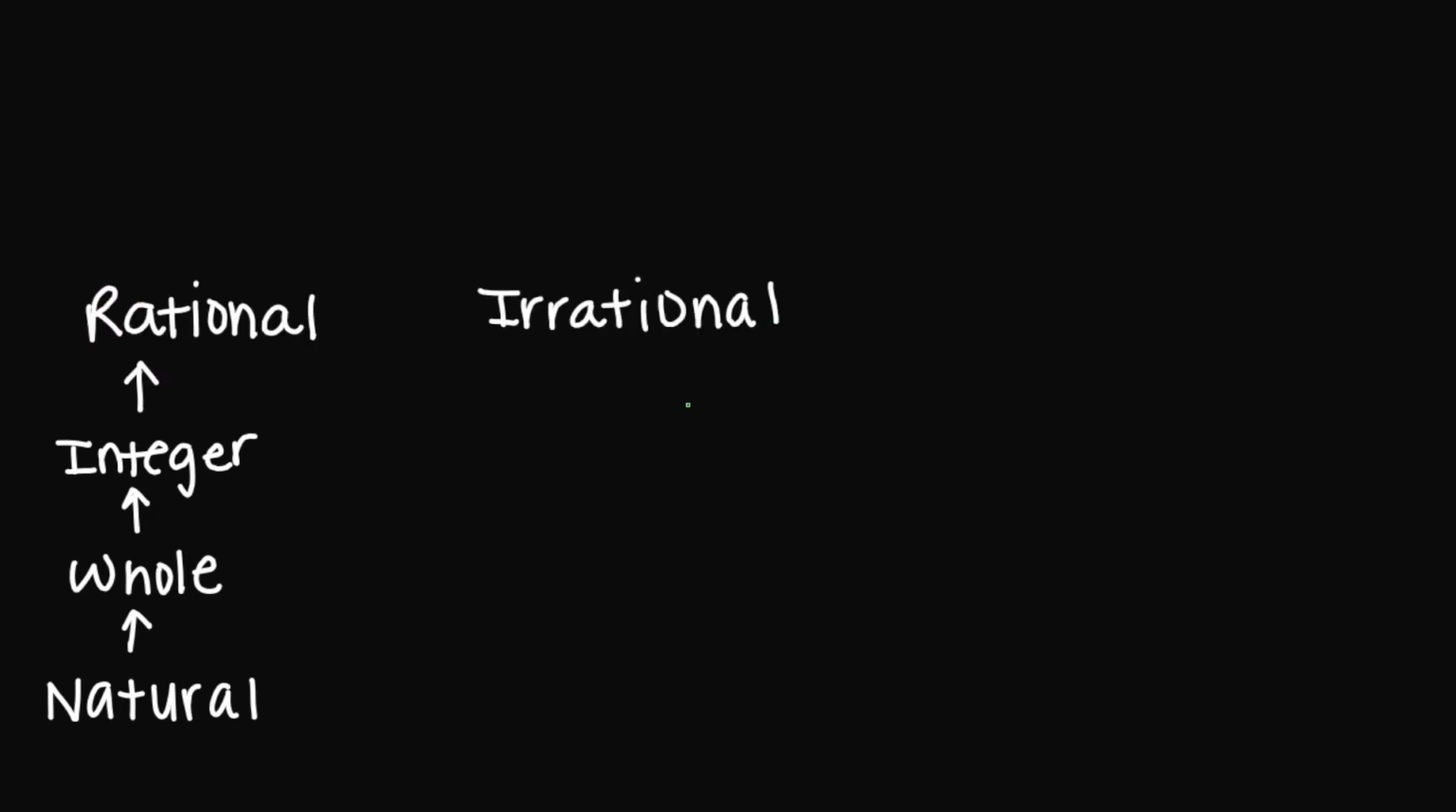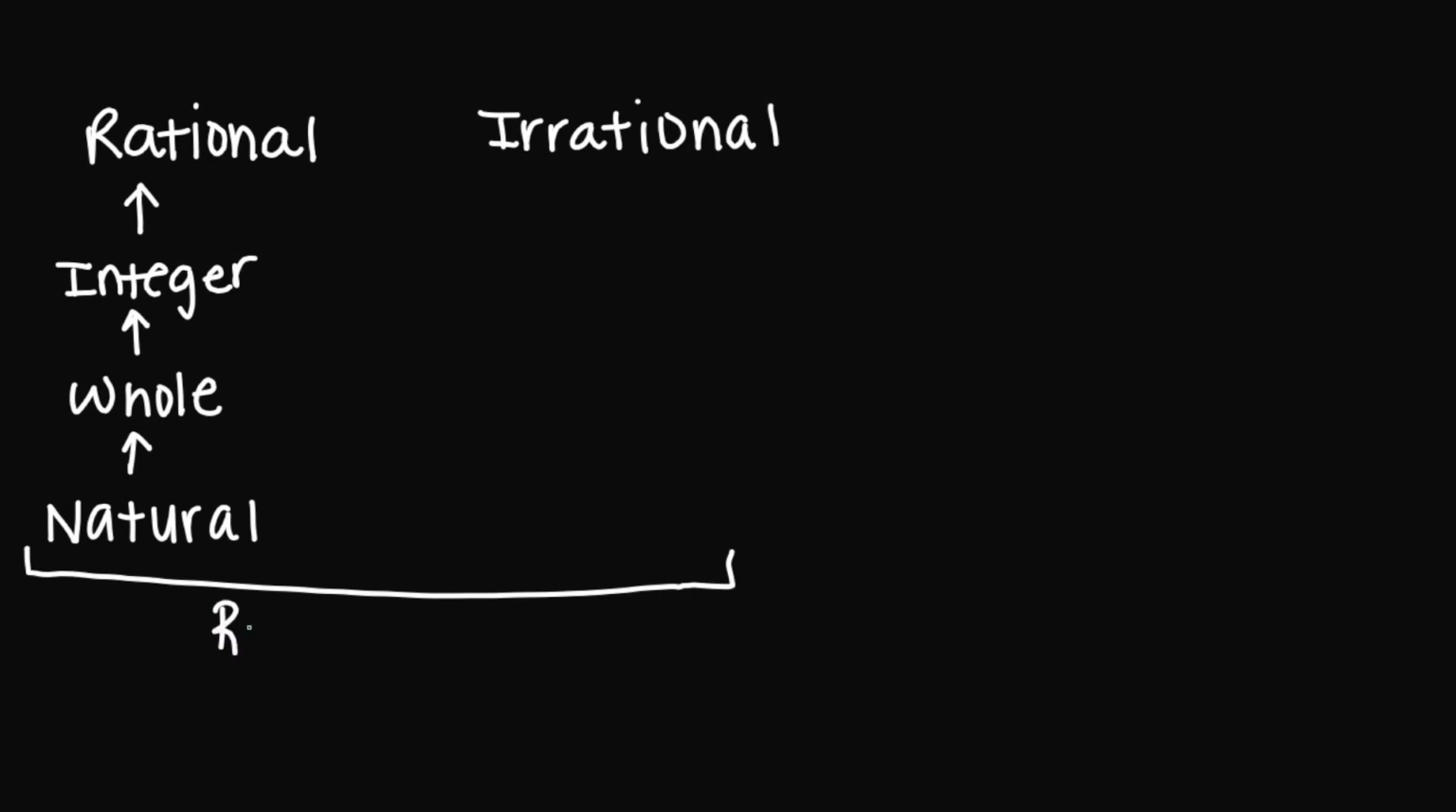So the cool thing about classifying numbers is that all the numbers are indeed connected. For example, if you are trying to classify a number and you notice that number is a natural number, that means it's a whole number. If it's a whole number, it's an integer. If it's an integer, it's rational. And then you have your irrational numbers on the side. And don't forget, all of these numbers are all real numbers.